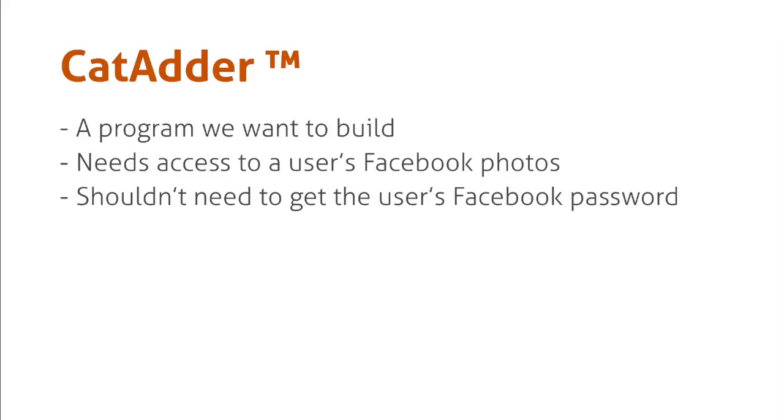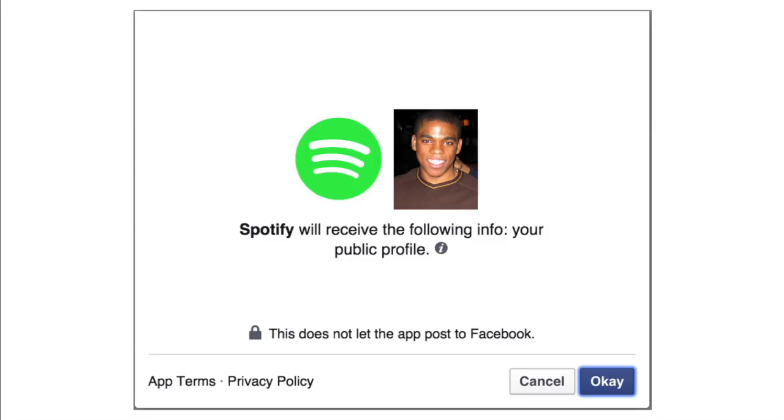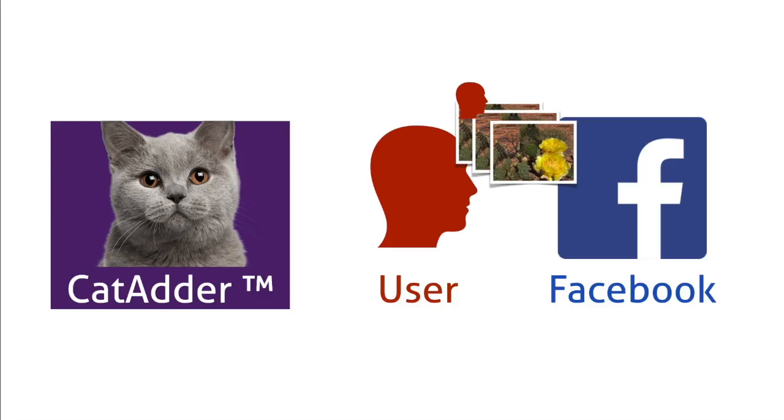Now, cat_adder is a program that we want to build for some reason, and it needs to access the user's Facebook photos, but we shouldn't need to get that user's Facebook password to do so. So OAuth allows us to do this. OAuth is what you see when you see third-party applications integrating with services like Facebook. So for example, this approval screen, when I want to integrate Spotify with my Facebook feed, is using OAuth.